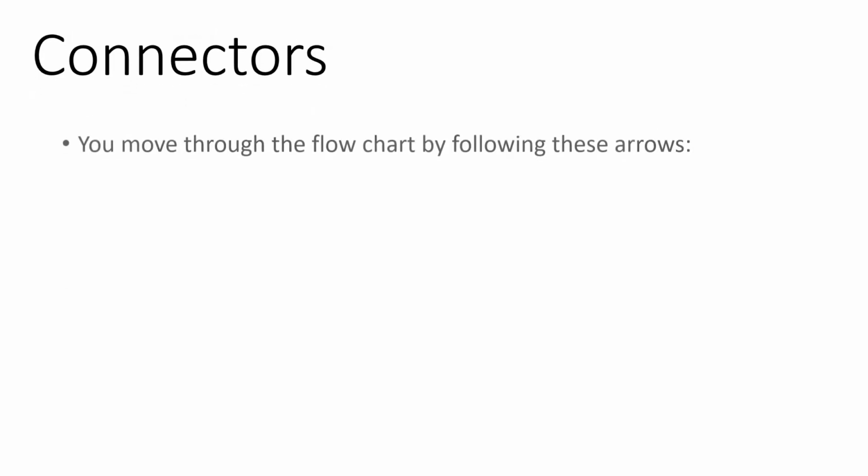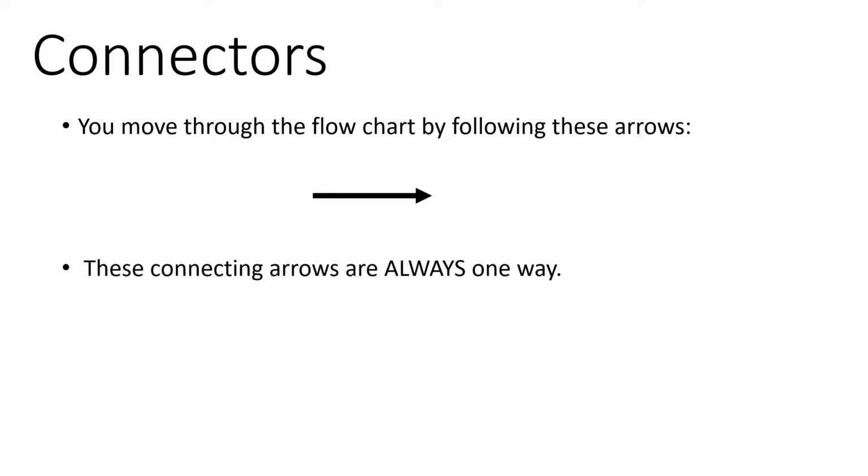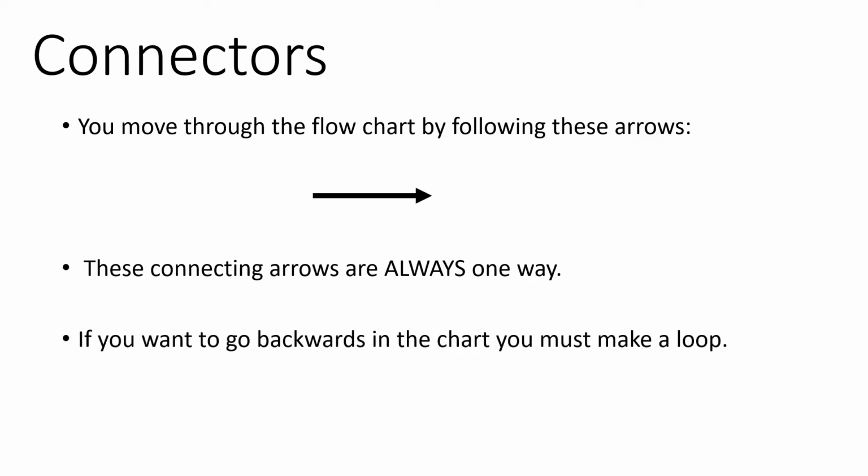We move through flowcharts using connectors, which are shown by these arrows. These connecting arrows are always one way. If you need to go backwards in the chart, then you must make a loop, and we can talk about loops another time.